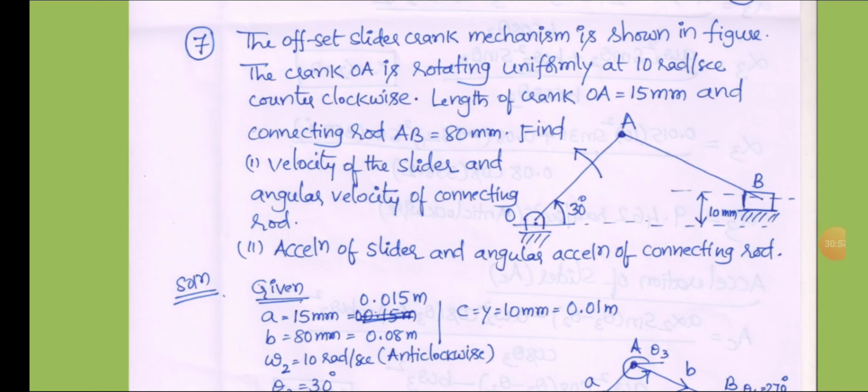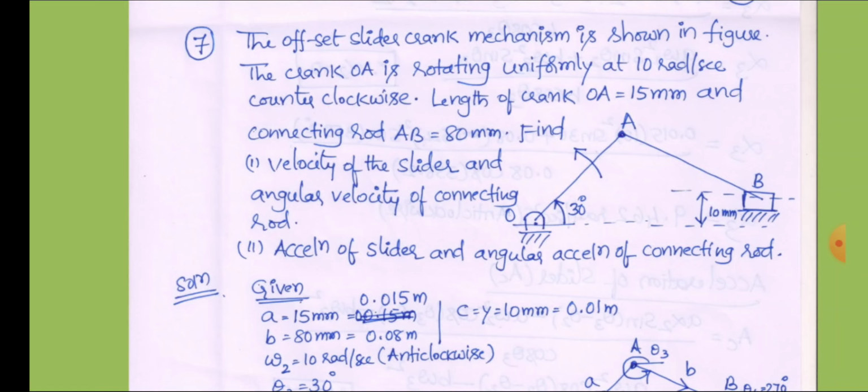Now, if I look at first of all, what is the first line? The offset slider crank mechanism is shown in figure. So, if I look at the diagram which is given, I can say that theta 1 is equal to 0, whereas theta 4 is equal to 270. Means this is the offset slider crank mechanism which is given of case 1 type, whereas theta 1 is 0, theta 4 is equal to 270 degrees.